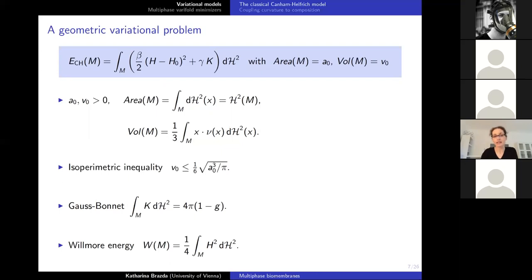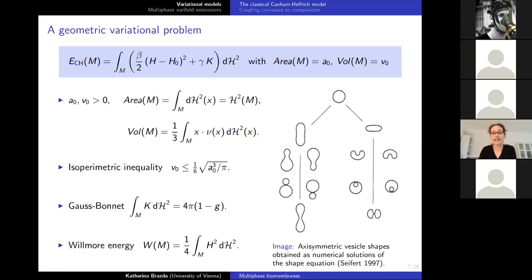And so since we are dealing with closed membranes, for constant Gaussian bending rigidity, the Gaussian contribution is usually neglected in the minimization process. And the most famous special case of the Canham-Helfrich energy is the Willmore energy, which is just the mean curvature squared. So, what shapes does one find?